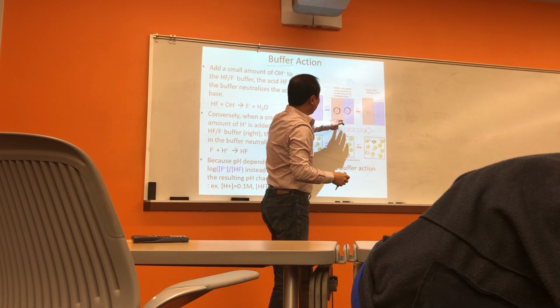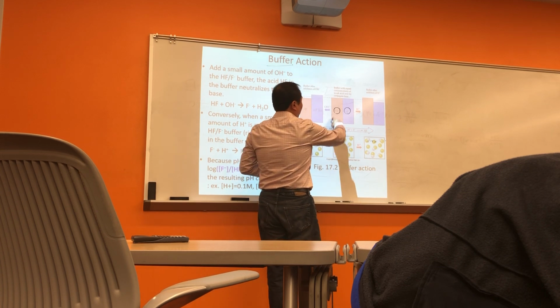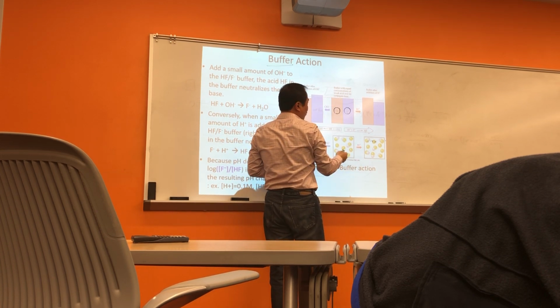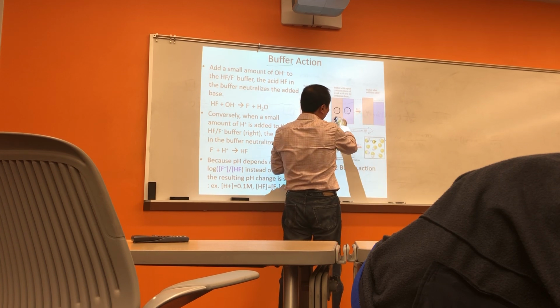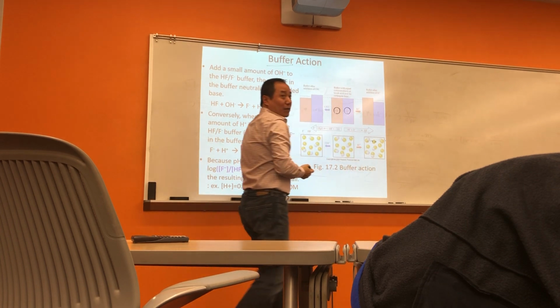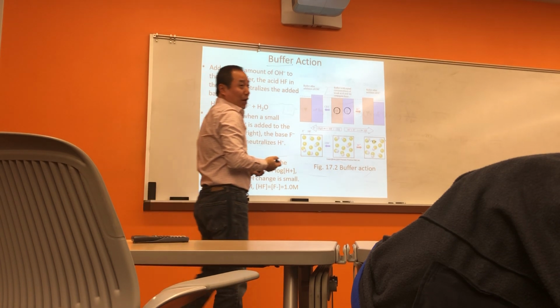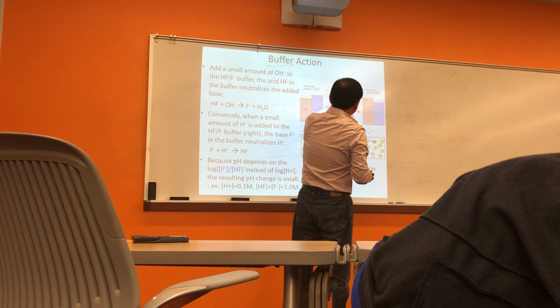In this diagram, it's just saying that in the solution we have an equal amount, the same concentration of both. That's an ideal buffer, but that's not required. Let's just say we have equal amounts.